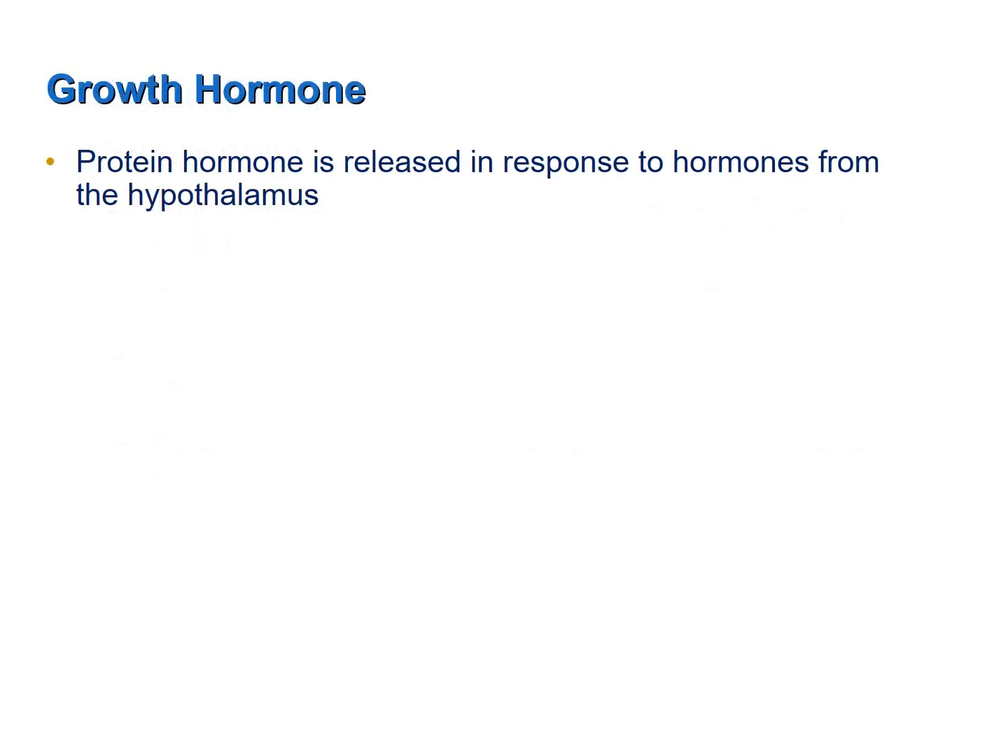Growth hormone is a protein hormone, so it is hydrophilic, and it's released from the anterior pituitary gland in response to the release of specific hormones from the hypothalamus. Now, your book goes into very specific details on how this is accomplished, the specific hormones that are involved, but I will not hold you responsible for that level of detail. Just know that the anterior pituitary gland does release growth hormone in response to hormones from the hypothalamus.